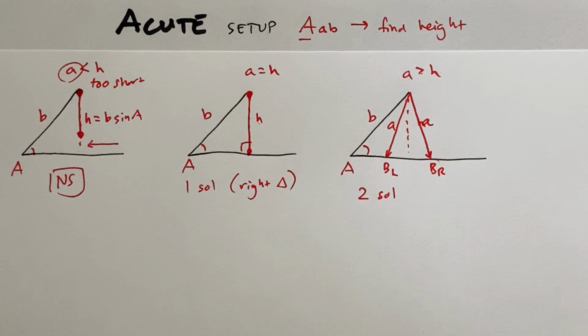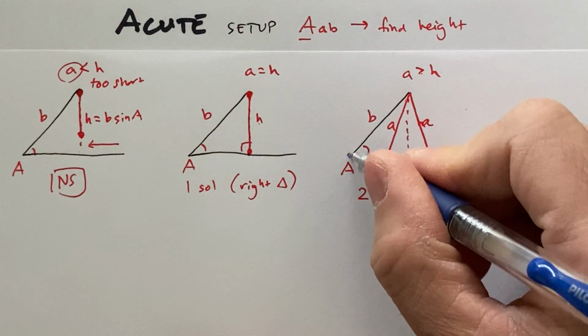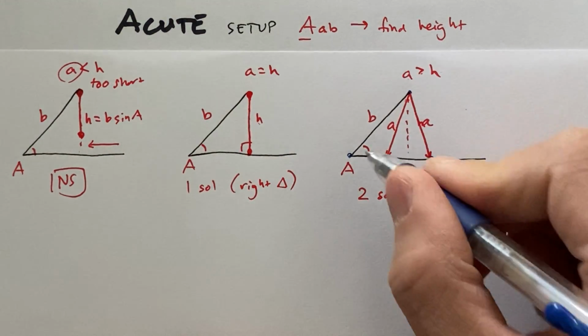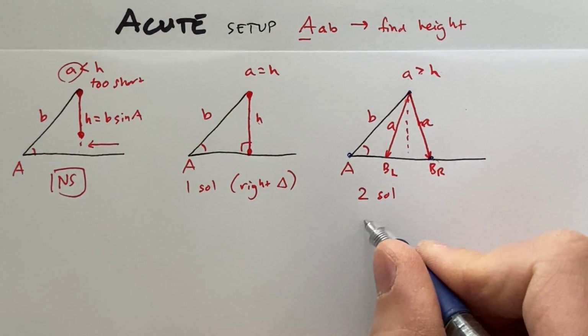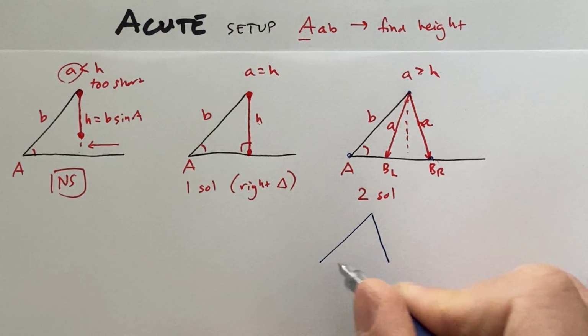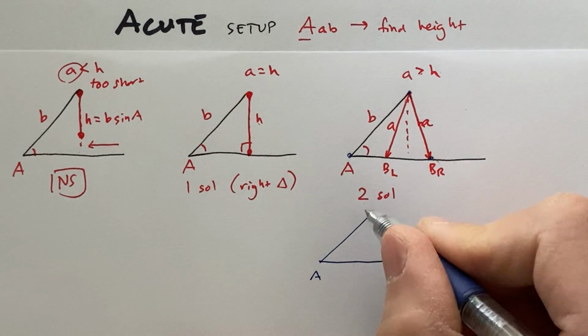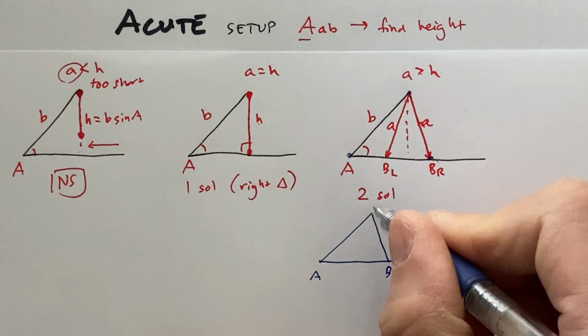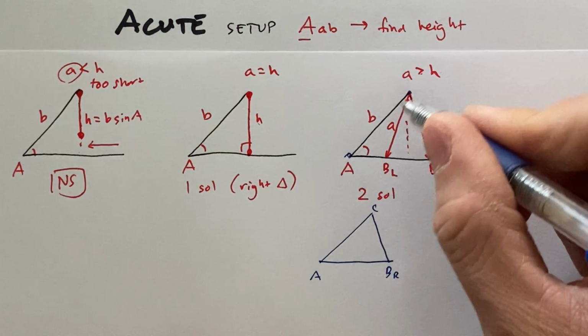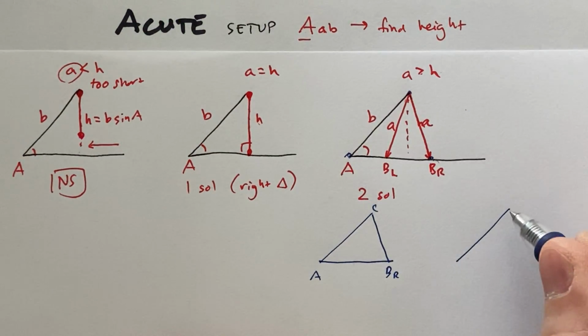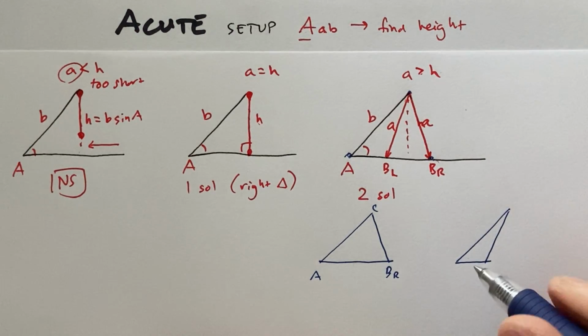So I'll re-diagram this so you can see those two. The first one is going to look like this. Okay, so it's going to be A, B right, and C. And then the second one is going to be if I lean to the left. So it looks a little bit more like this.